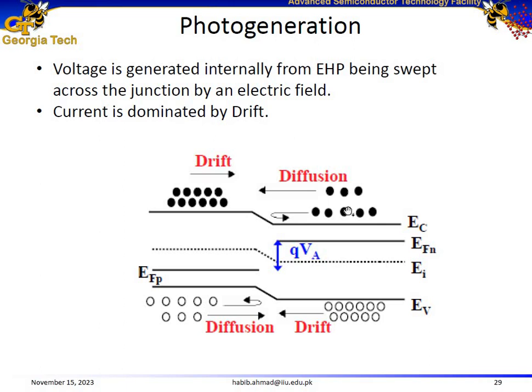So in the case of a solar cell, we have two kinds of currents. We have the diode current as a result of diffusion flowing from right towards the left, and we have the drift current as a result of the photocurrent, which we also call the short circuit current.